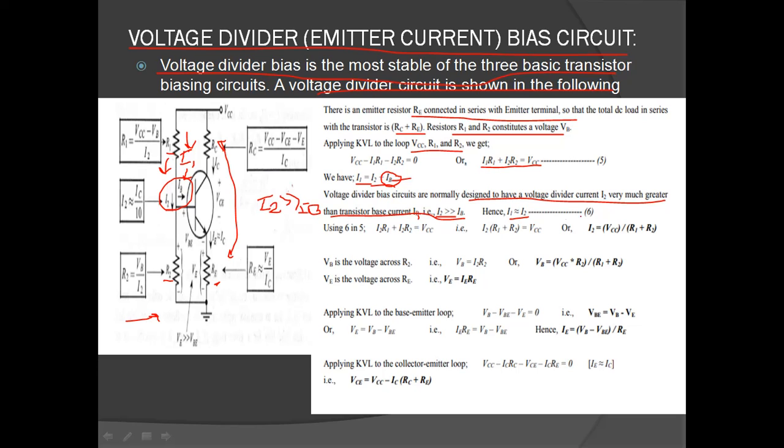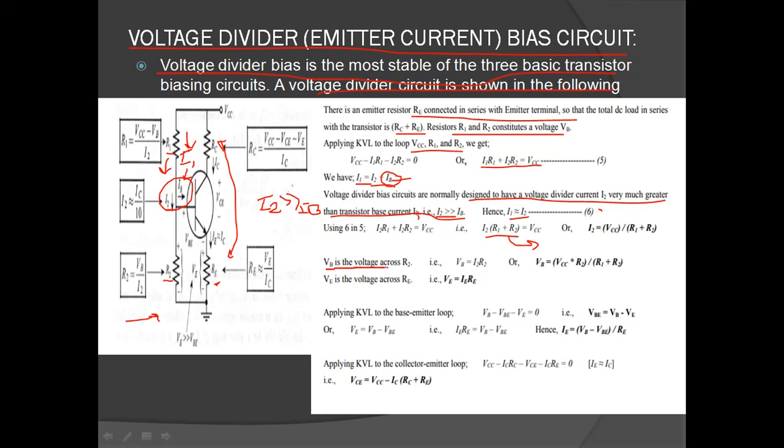So when you use equation number 6, that is I1 is equal to I2, in this equation, you get I2 R1 plus I2 R2 is equal to VCC. Or you can take I2 common: I2 in the bracket R1 plus R2 is equal to VCC, or I2 is VCC divided by R1 plus R2.